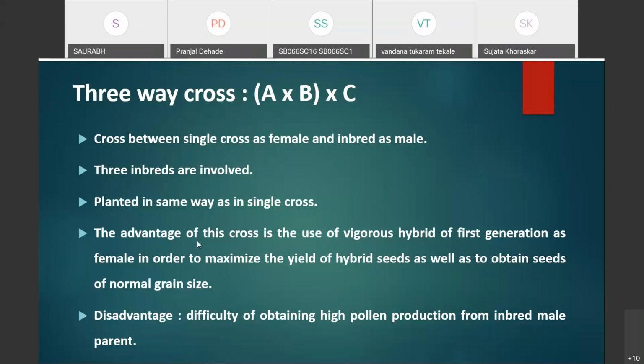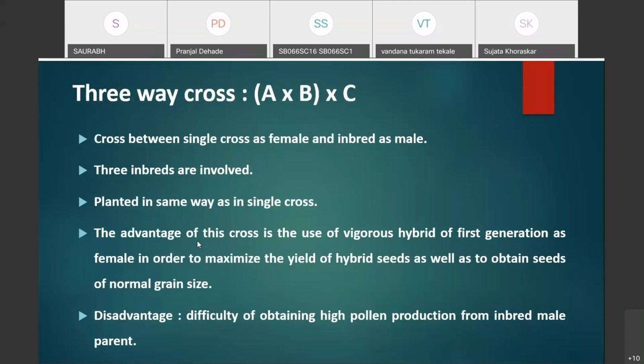Three-way crosses are believed to be intermediate between the single and the double crosses in their characteristics. That is all about the three-way cross.